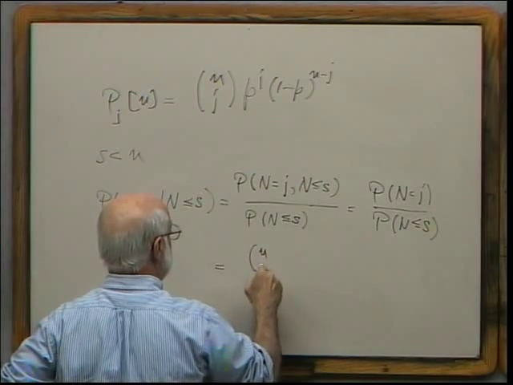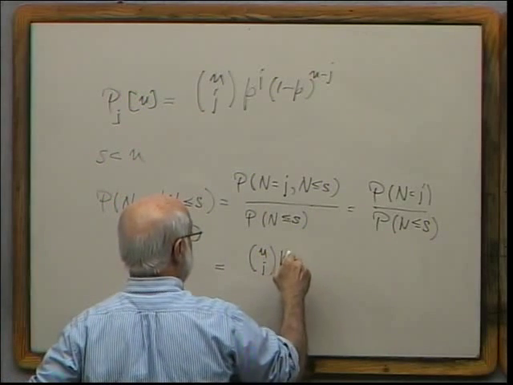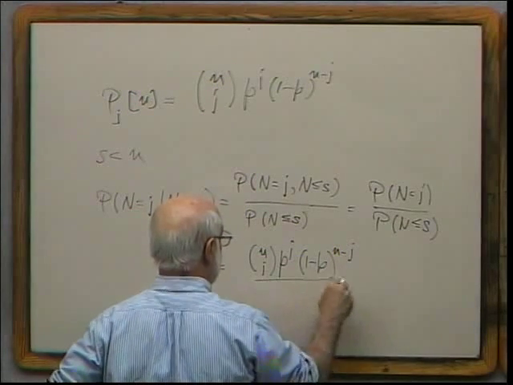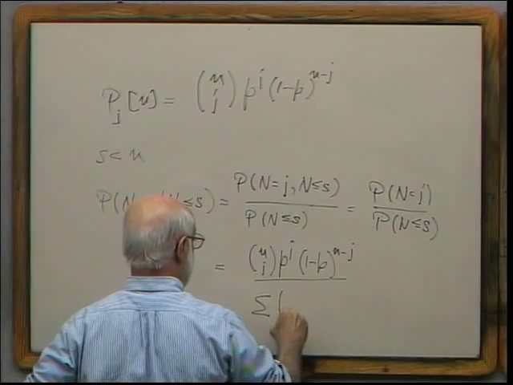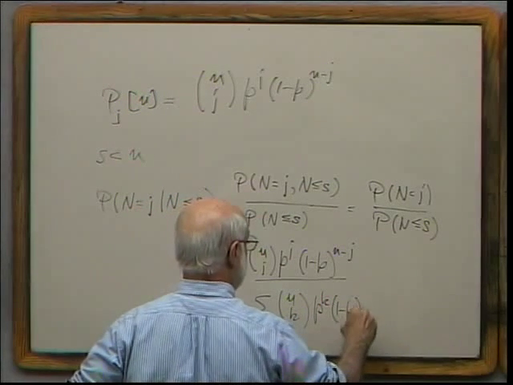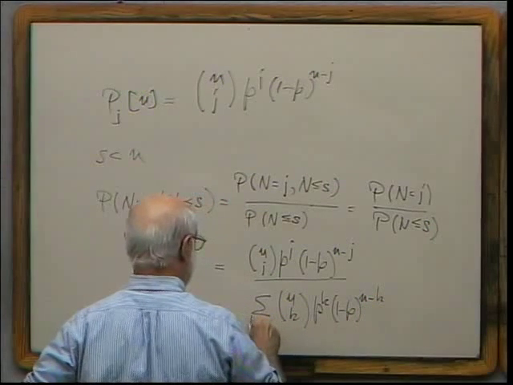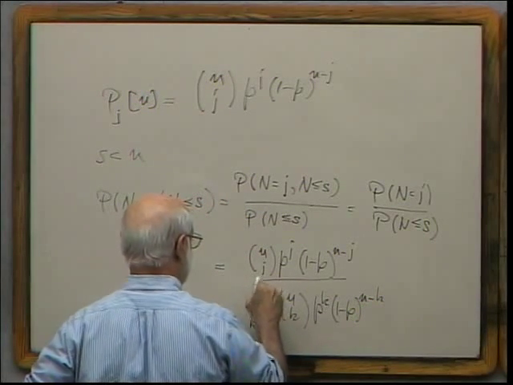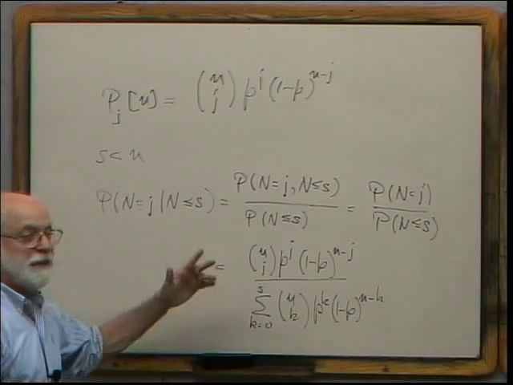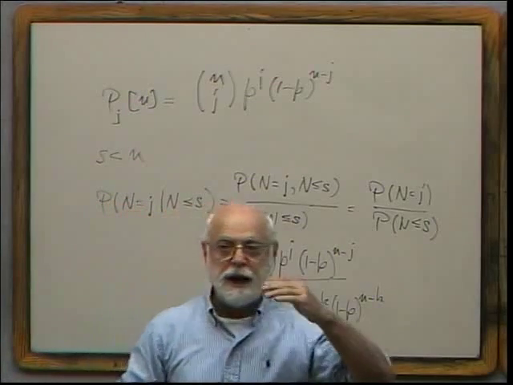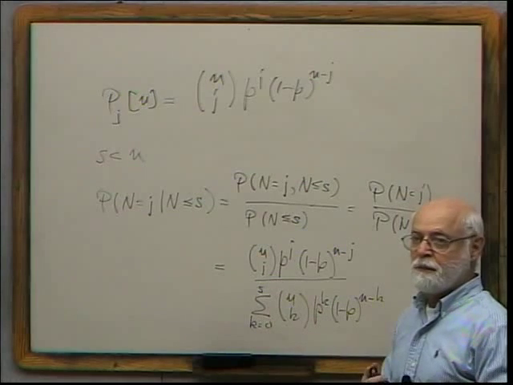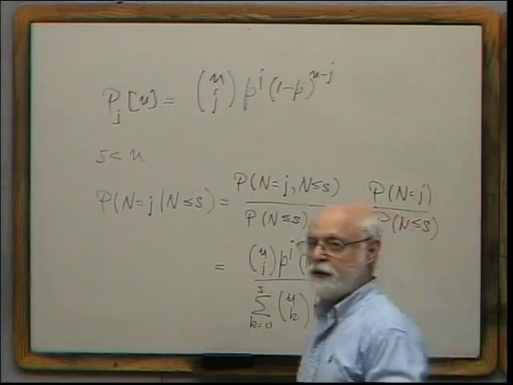n choose j, p to the j, (1 minus p) to the n minus j, divided by the sum of n choose k, p to the k, (1 minus p) to the n minus k, as k runs from 0 to s. Okay, so this would be the conditional probability if in fact these sources became busy and idle independently of each other, but of course we know that they don't. But it seems like it might be a reasonable approximation.